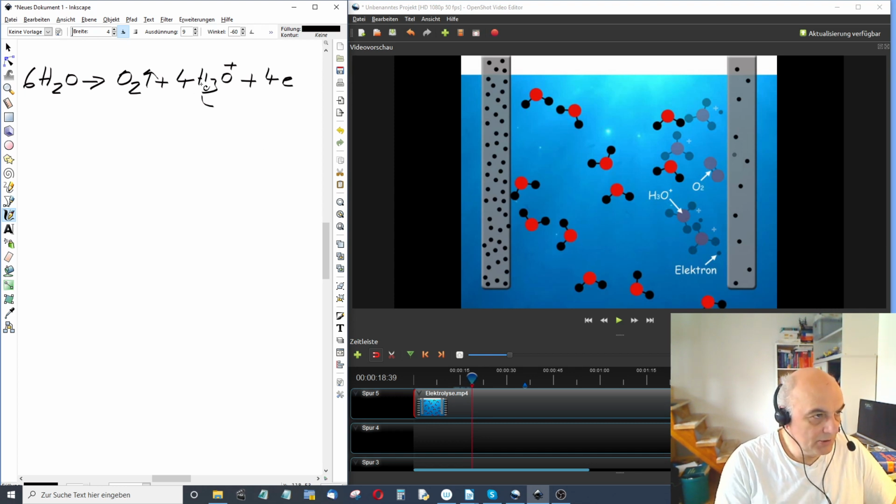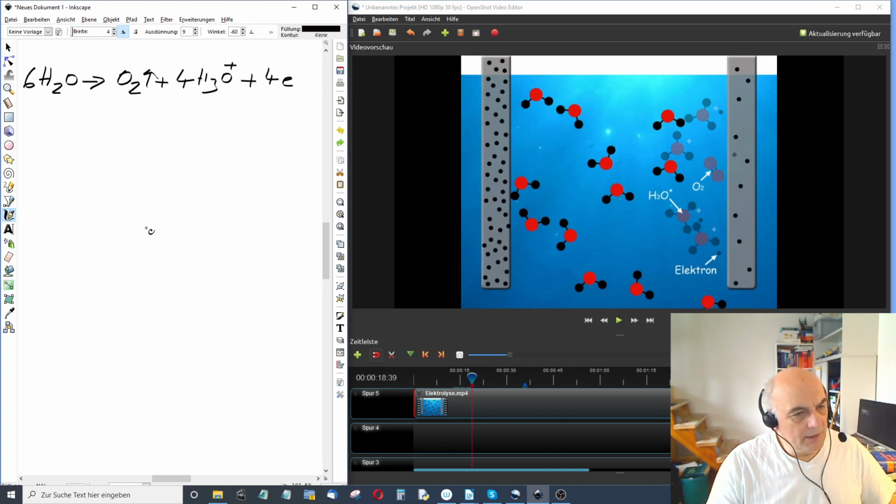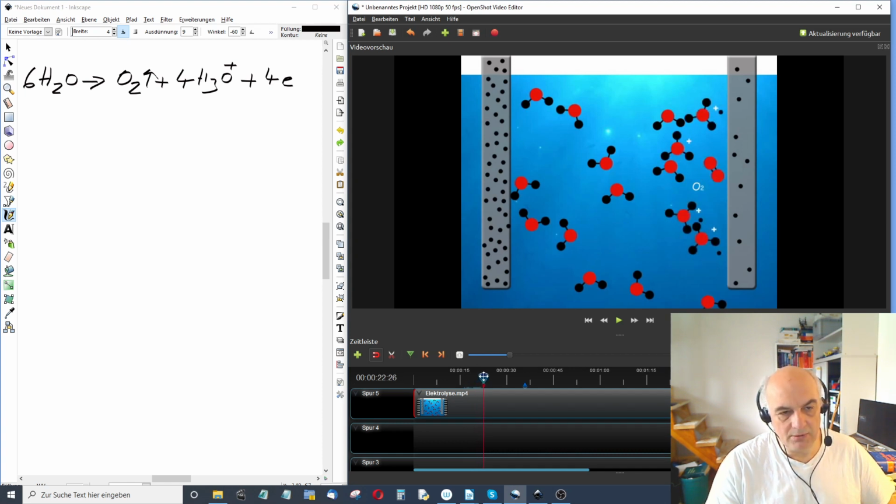Now we have the H3O, hydroxonium. I don't know what's the English name for this. And it's the H3O that now is positive, has a positive charge, and it starts to move to the cathode. So it's a cation now, and it starts to move to the cathode. And that's what they show here. The O2 gets out. The electrons go to the anode, and the 4 H3O plus walk to the opposite side.